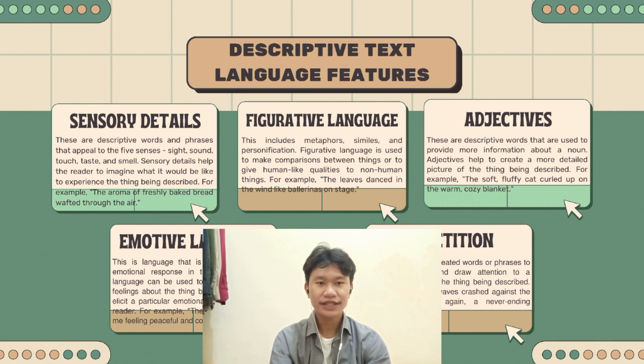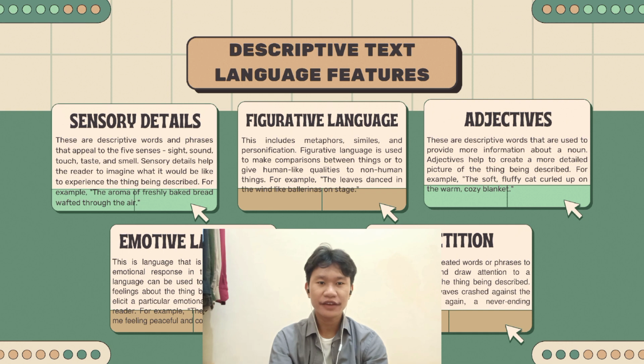The adjectives soft and fluffy tell us how the cat feels when we hold it, while the adjectives warm and cozy describe the atmosphere of the blanket. In other words, adjectives help us to form a clearer and more detailed picture of the object described in the sentence.